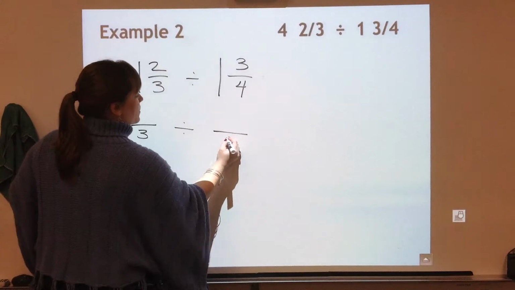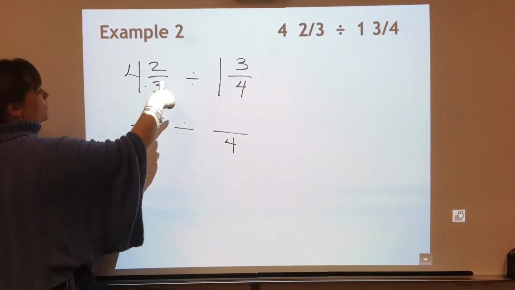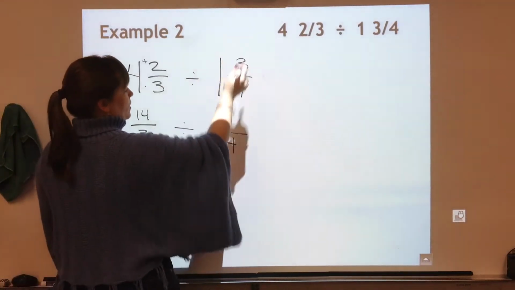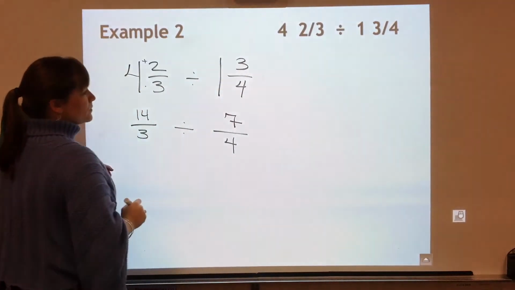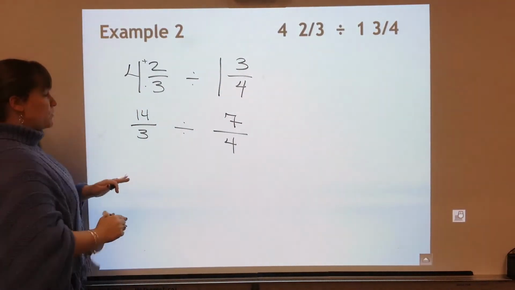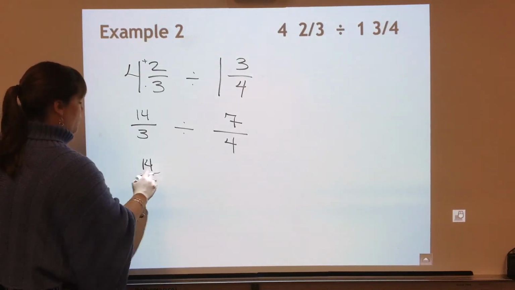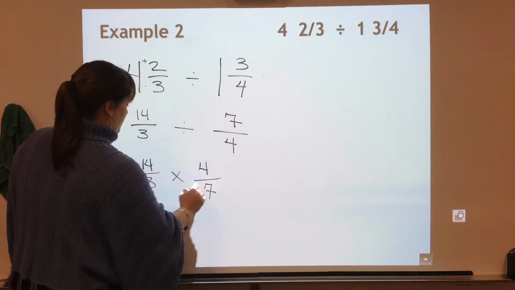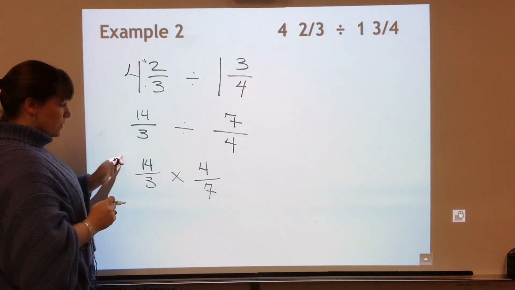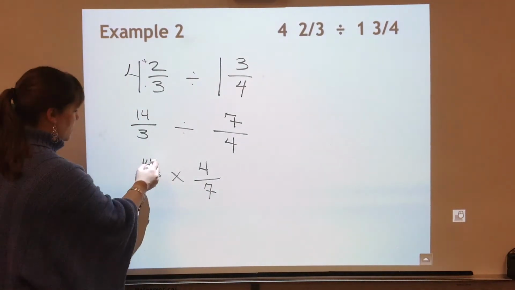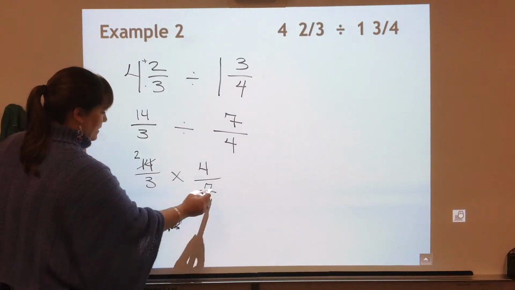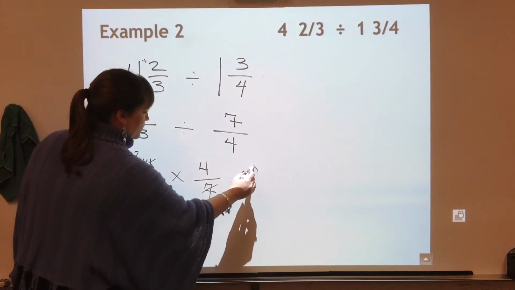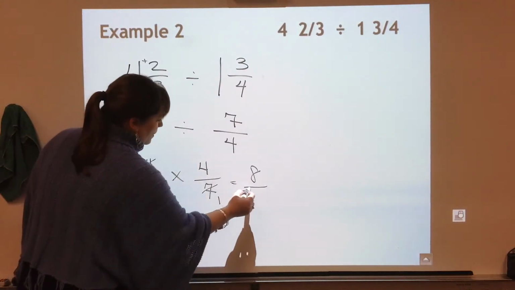So this is going to be a 3, this is going to be a 4. 12 plus 2, and then 4 plus 3. And now I keep change flip. 14 over 3 times 4 sevenths. I can take the 14 and the 7 and divide them both by 7. So that will be 2 times 4 and then 3 times 1.